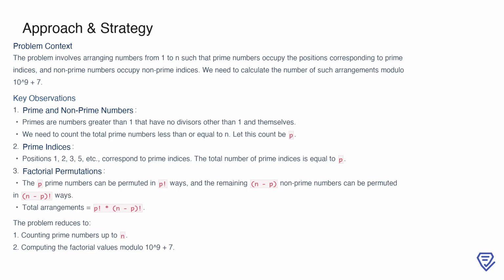Once we know the prime and non-prime counts, we can calculate the total arrangements. The prime numbers can be permuted in p factorial, or p!, ways, and the non-prime numbers in (n-p)! ways. Thus, the total number of arrangements becomes p! multiplied by (n-p)!. To solve the problem, we focus on two key tasks: first, efficiently counting prime numbers up to n, and second, computing the factorials while taking modulo 10 to the power of 9 plus 7 to handle large values.